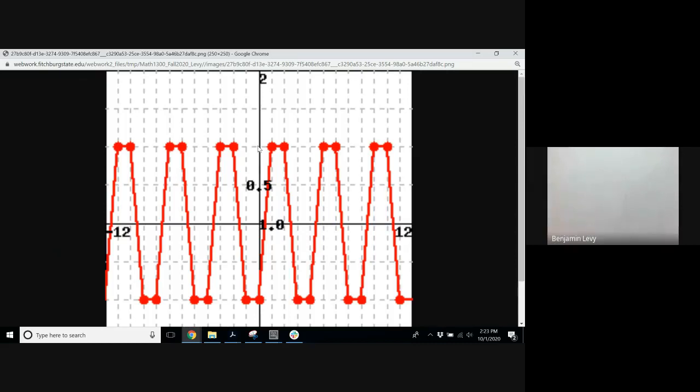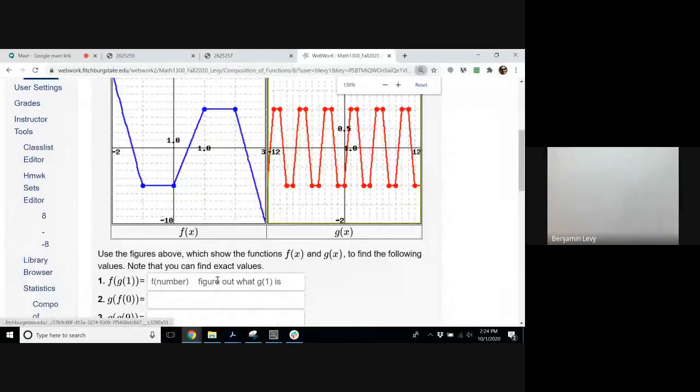Now, how do I know that's y equals 1? Because it's telling me right here that each one of these ticks is 0.5. So it's 0.5, 1. In other words, what we just figured out was that g of 1 equals 1 from the graph. So that means for f of g of 1, we can just replace this inside part with the number 1. So this is really just f of 1.